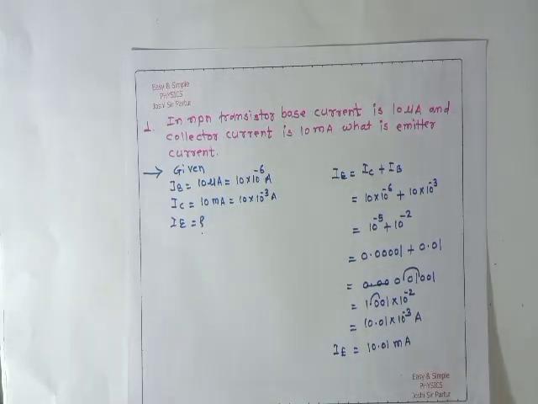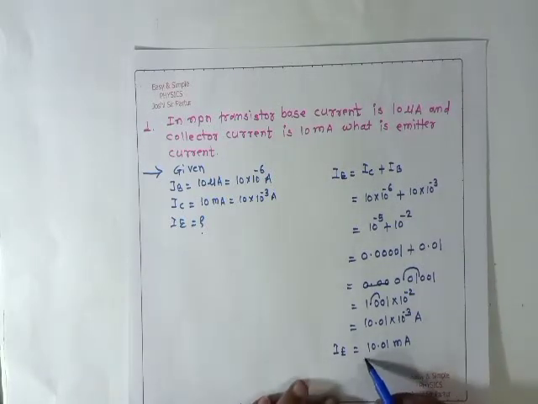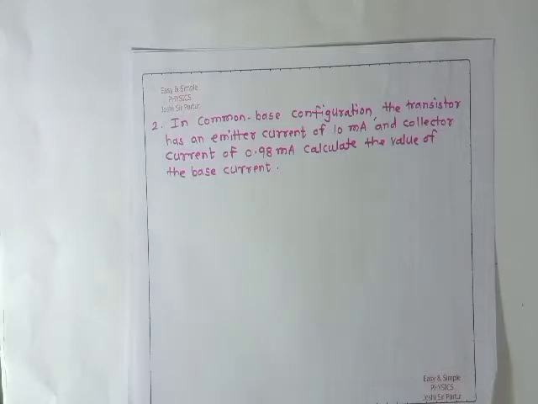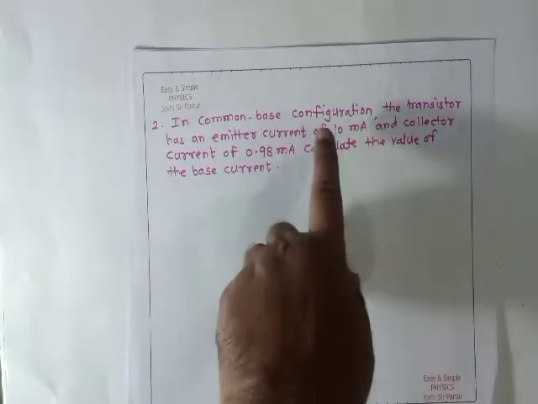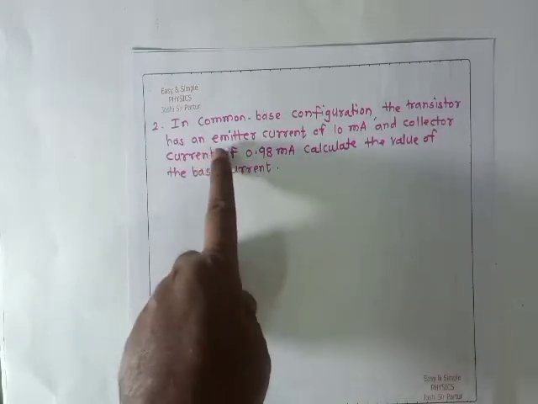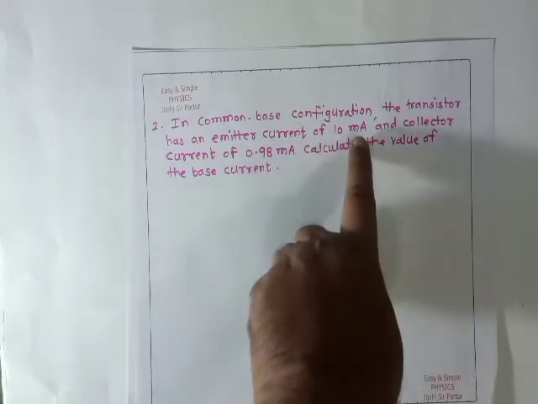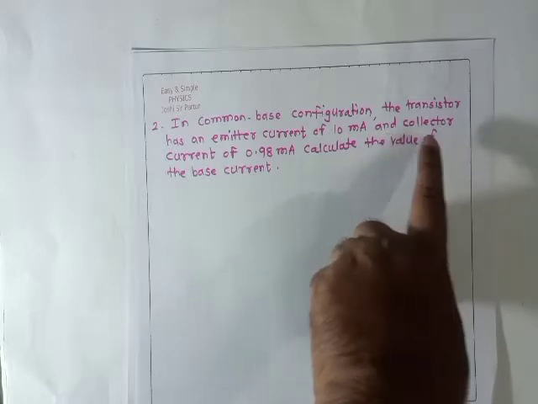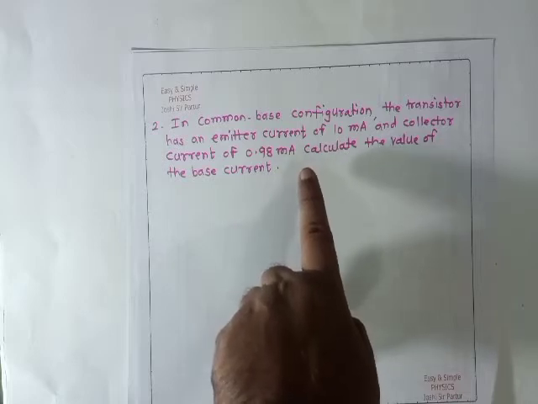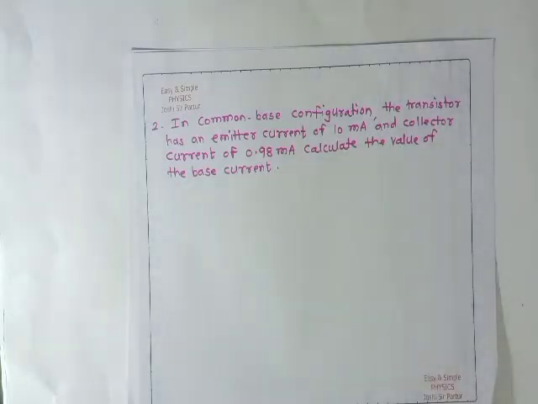So here the answer will be 10.01 milliampere. Now the second numerical: in common base configuration, the transistor has an emitter current of 10 milliampere and collector current of 0.98 milliampere. Calculate the value of base current.